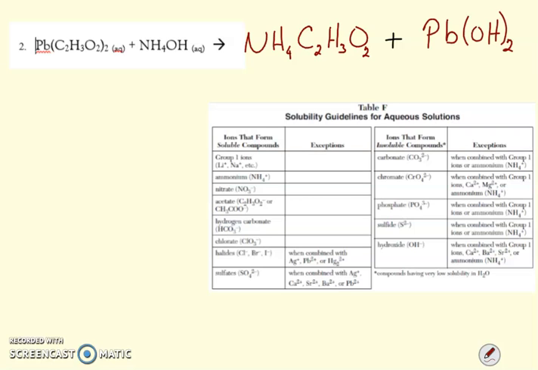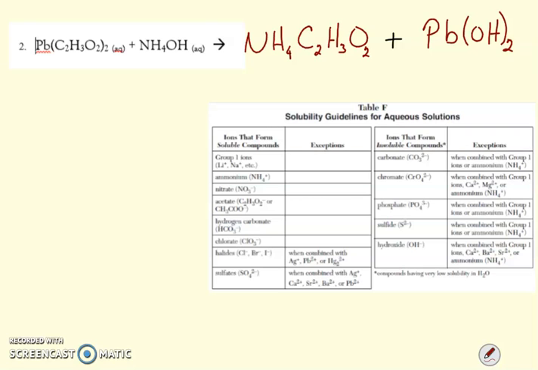Now the one thing you have to remember is you have to balance these compounds and understand the charges. So ammonium is a +1, acetate's a -1. That's why we're going to get NH4C2H3O2. Even though on the other side there are 2 C2H3O2s in parentheses, that's because lead is a +2 ion. So when we make the new compound with hydroxide, which is a 1- ion, we're going to have lead 2 hydroxide, which is Pb(OH)2.